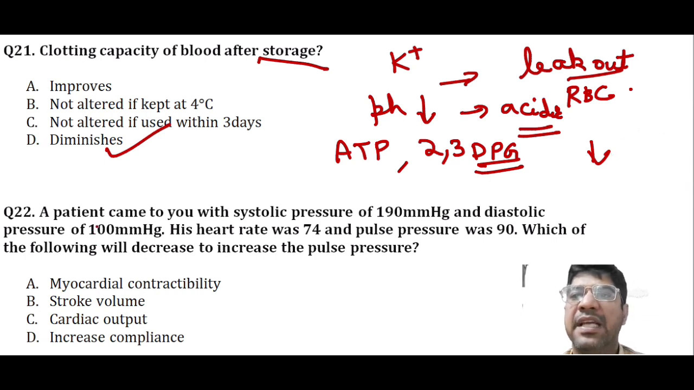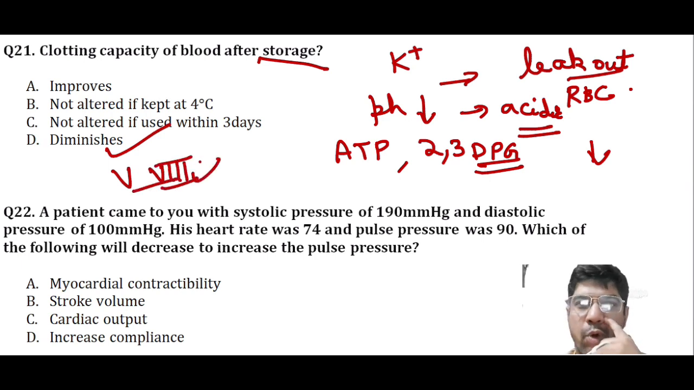WBC and platelets can degrade over time. Factors like factor 5 and 8 can deteriorate. All these changes mean that stored blood is not as effective at clotting as fresh blood. So the clotting capacity of the blood diminishes after storage. That is why fresh blood or blood products are preferred in critical situations.